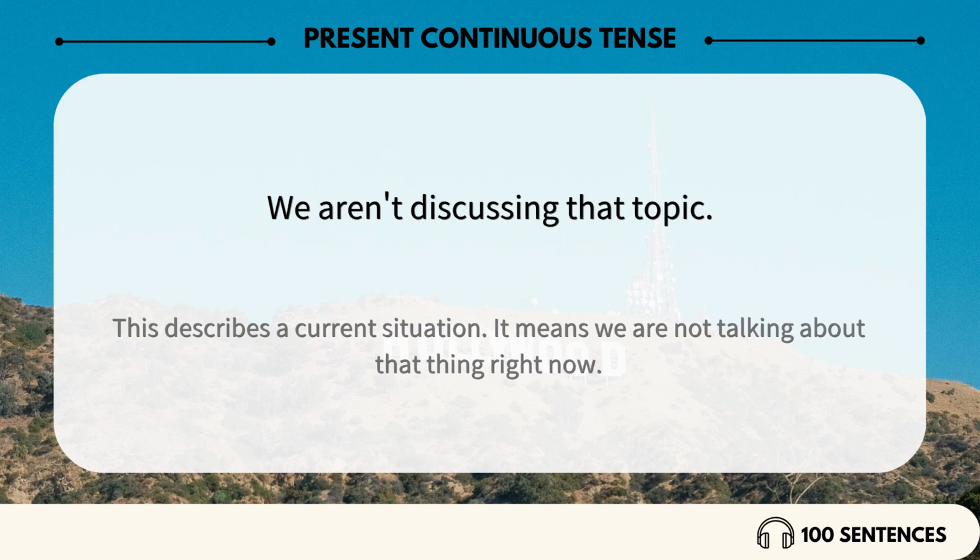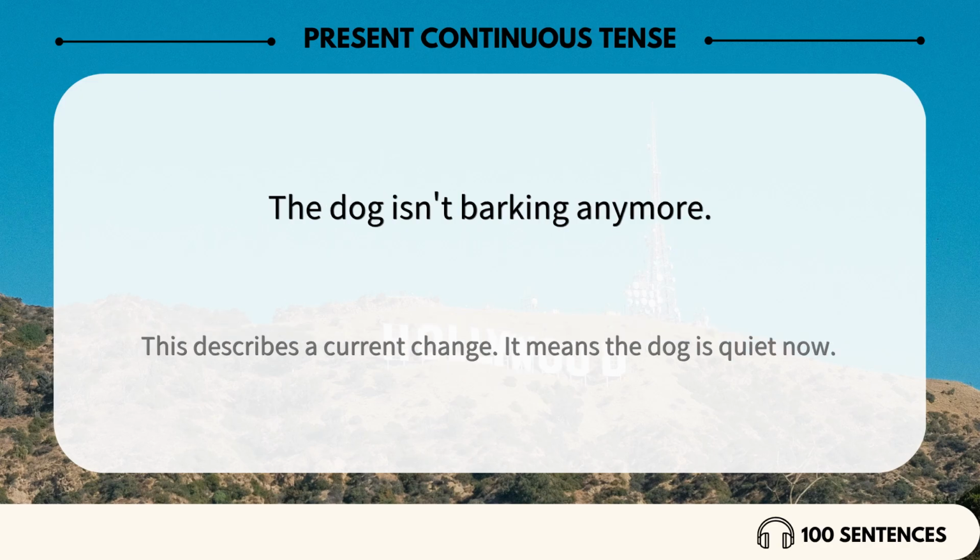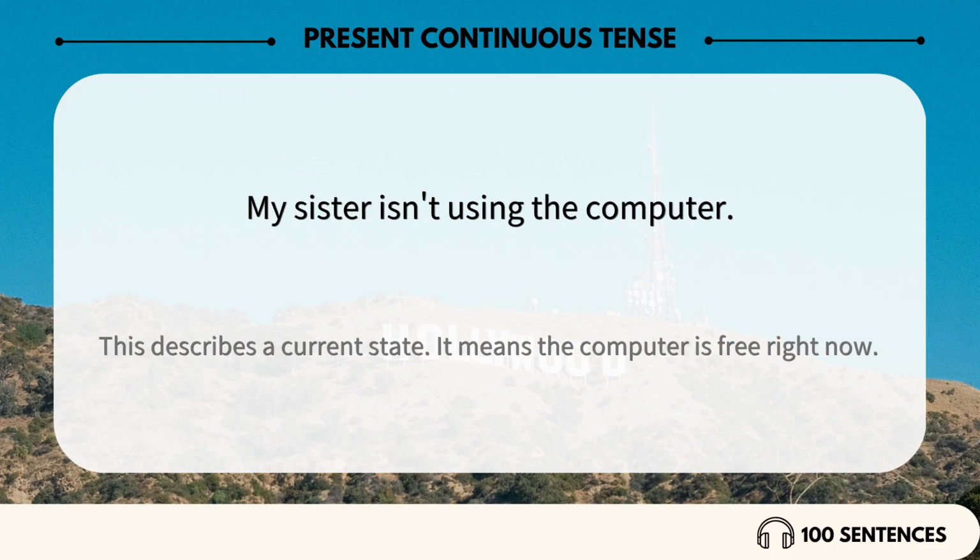We aren't discussing that topic. This describes a current situation. It means we are not talking about that thing right now. The dog isn't barking anymore. This describes a current change. It means the dog is quiet now. My sister isn't using the computer. This describes a current state. It means the computer is free right now.